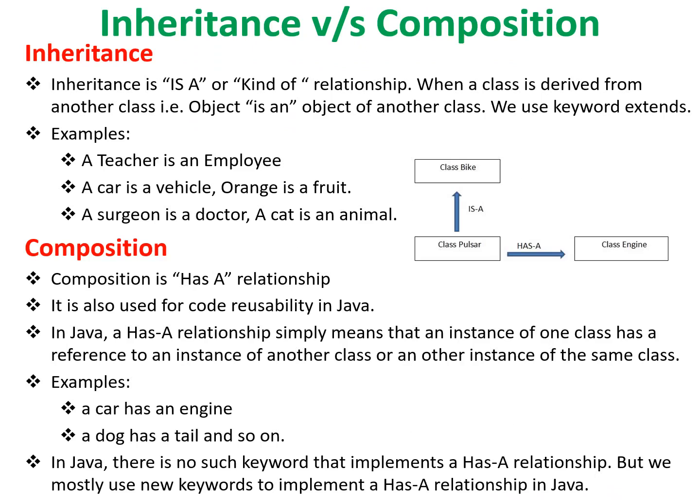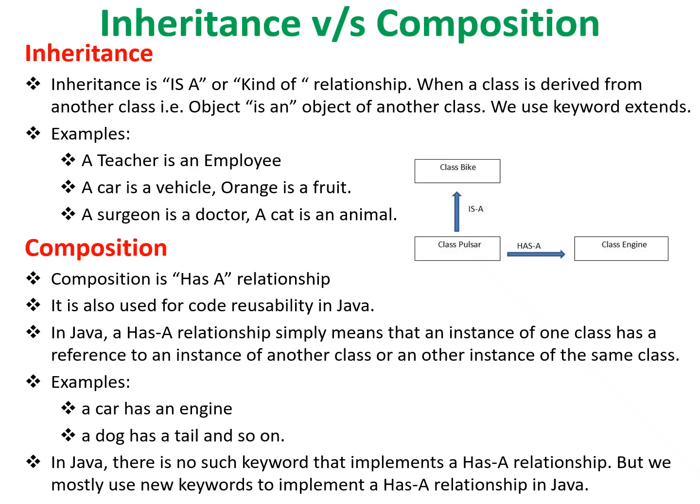Inheritance versus composition. Inheritance is an is-a relation. When a class is derived from another class, the object is an object of the other class. We use the keyword extends. For example, a teacher is an employee, a car is a vehicle, an orange is a fruit, a surgeon is a doctor, a cat is an animal.